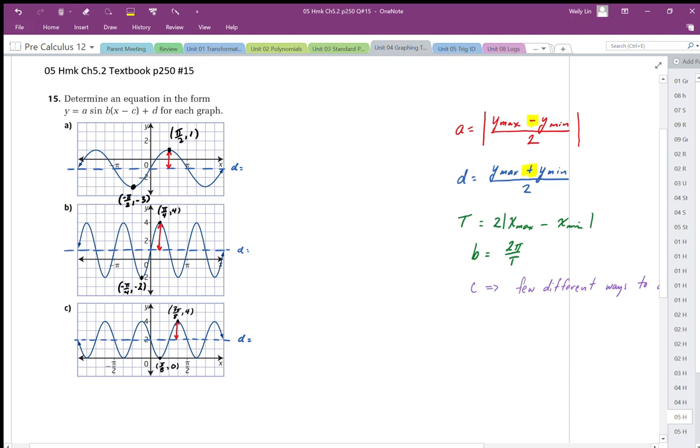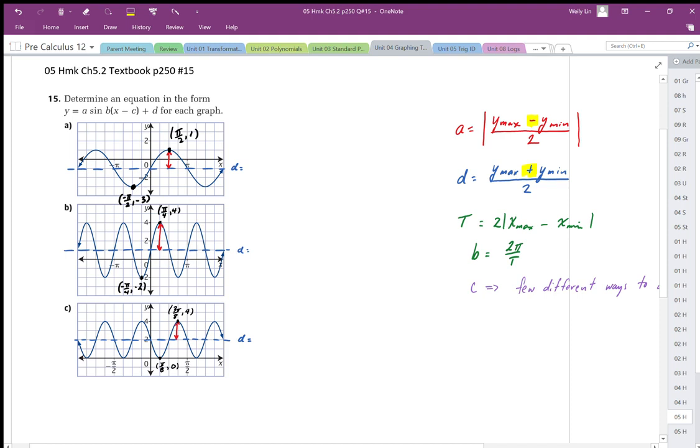For the b, we have to first calculate the period, and we do that by, again, finding a distance by subtraction. We take the absolute value because we want a length between the min and max points, and we double that length to get the period. And then we can calculate b by dividing 2 pi by T.